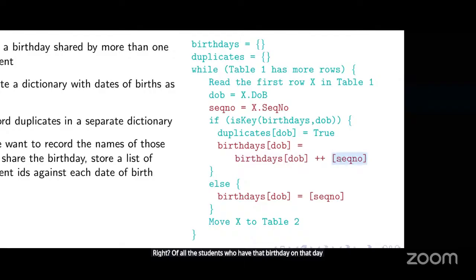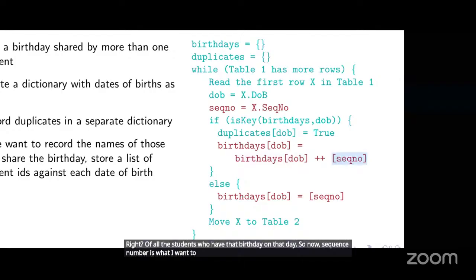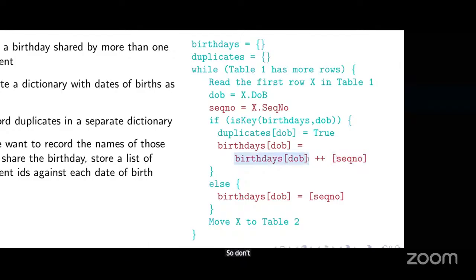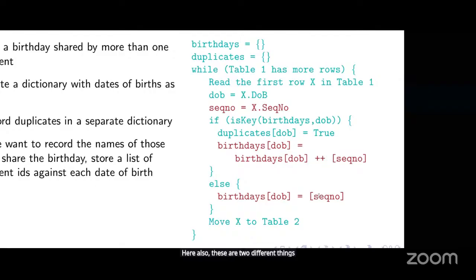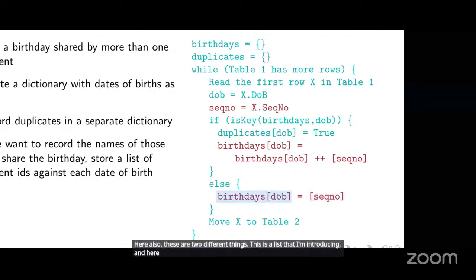So now sequence number is what I want to add to that, append to that list. So now this is appending. So don't confuse this square bracket with this square bracket. These are two different things. Here also, these are two different things. This is a list that I am introducing, and here this is a way of accessing a key from a dictionary. So you should be very clear with this.